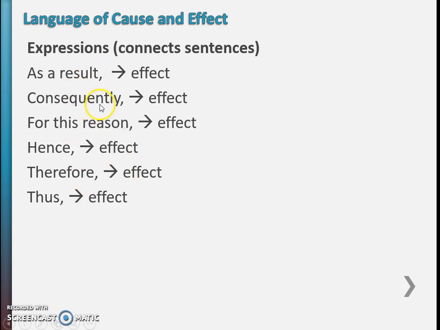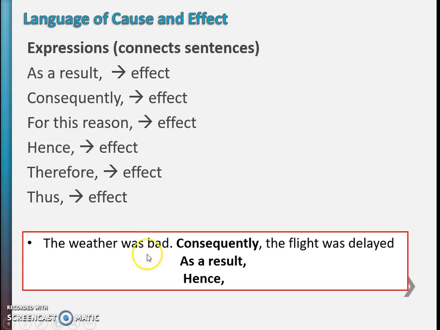As a result, consequently, for this reason, hence, therefore, thus. So we have two sentences. The weather was bad. That's our cause. What was the effect? The flight was delayed. And we can connect these two sentences or connect these two ideas by using an expression or a word like consequently, as a result, hence, therefore, helping us see the connection between the two sentences.